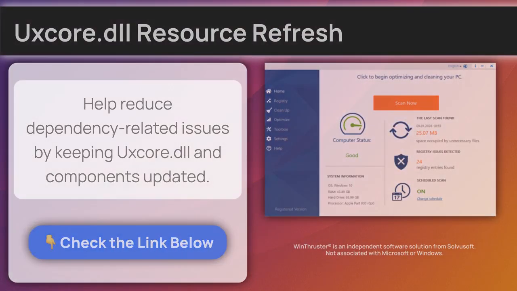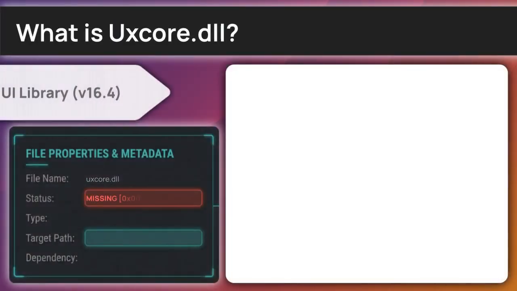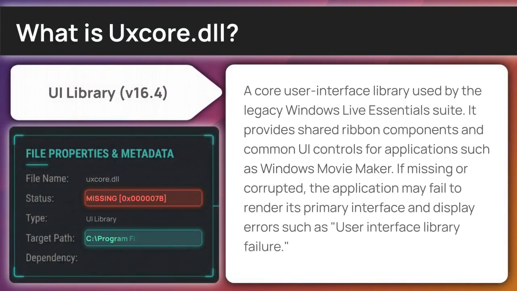This is the User Experience Core, a core user interface library used by the legacy Windows Live Essentials suite. It provides shared ribbon components and common UI controls for applications such as Windows Movie Maker. If missing or corrupted, the application may fail to render its primary interface and display errors such as User Interface Library failure. Knowing the file's purpose is helpful, but now we need to physically restore it.